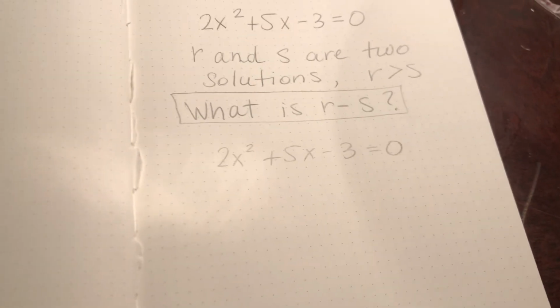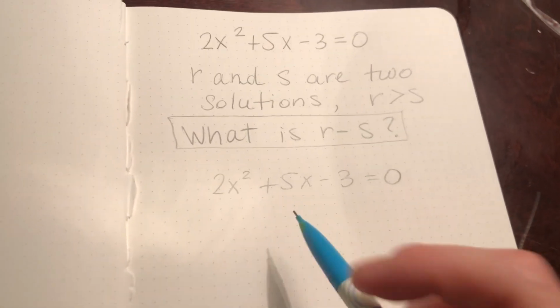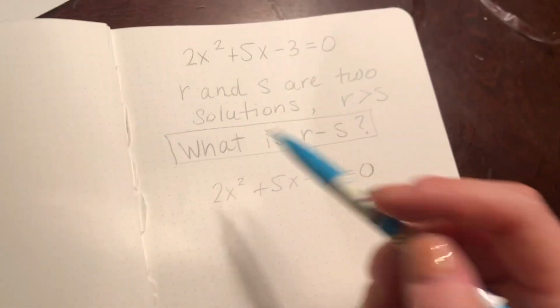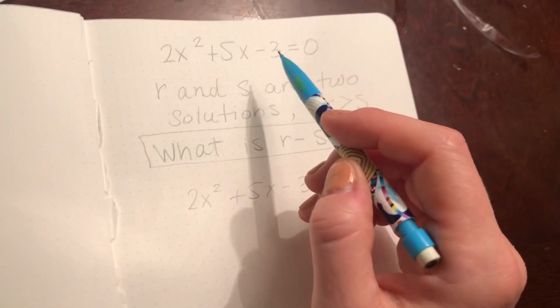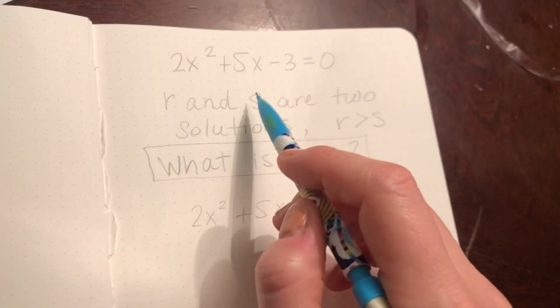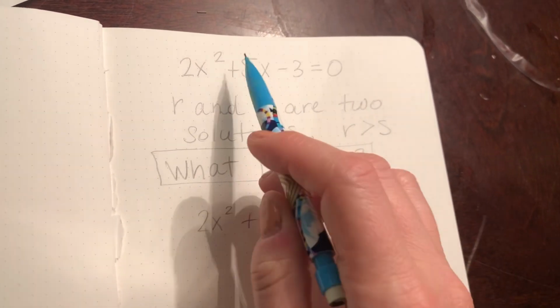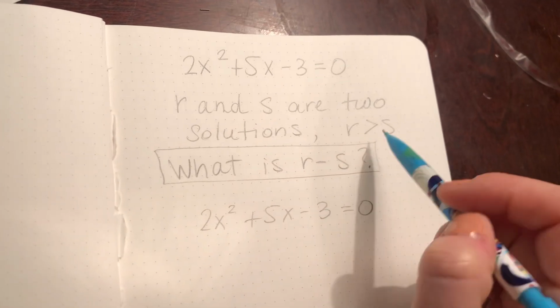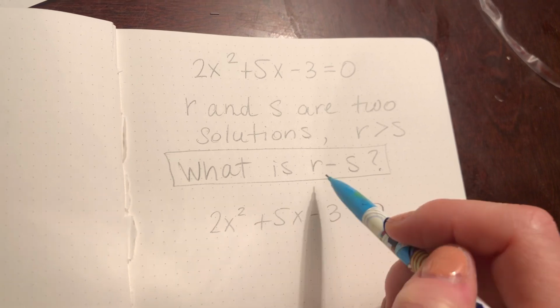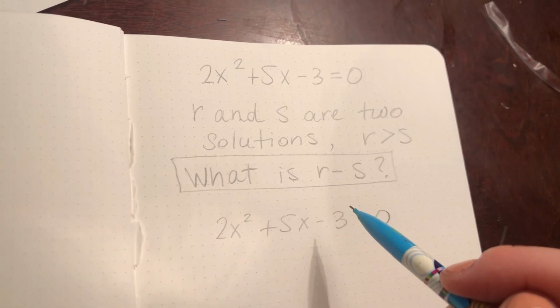Hi guys, so I'm going to do a video going over the solution of the problem from class. So here's the equation, okay? It's a quadratic equation. It's telling you that R and S are two solutions to this equation. It says that R is greater than S, and they want to know what is R minus S.